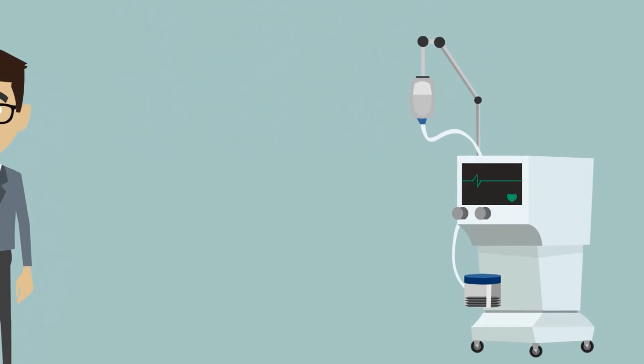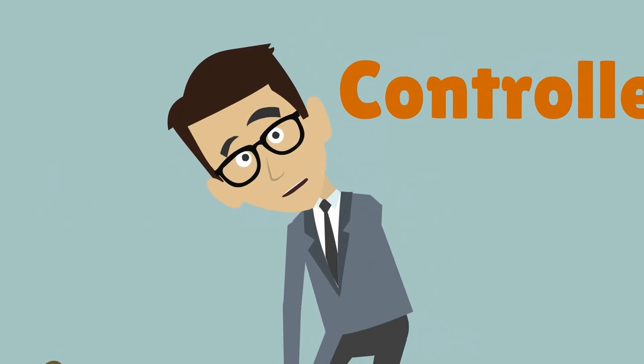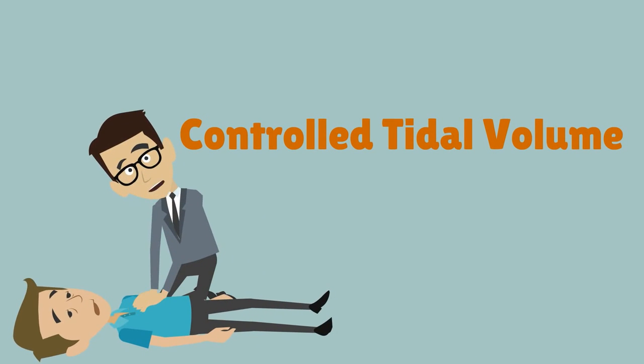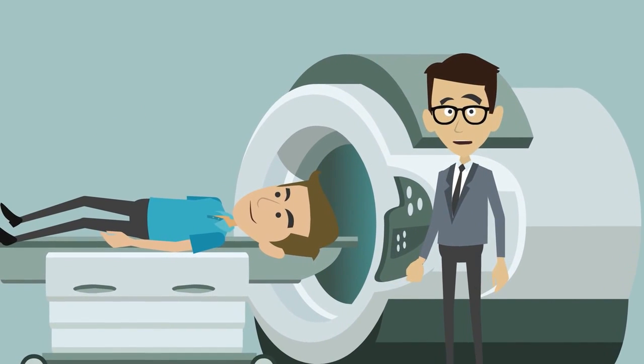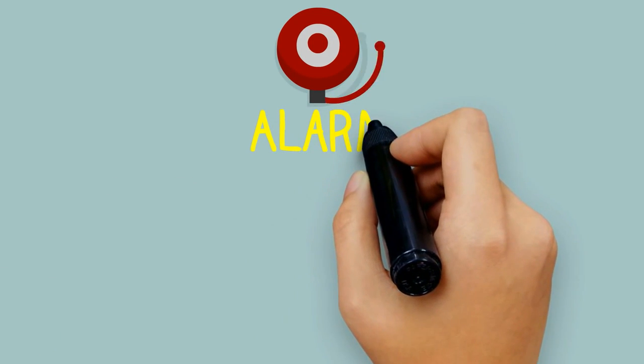PRVC is similar to other volume control modes such as assist control. For example, if the patient does not trigger a breath, the patient will receive a set controlled tidal volume. But there are some differences as well that set this mode apart. First, let's look at the alarm feature.